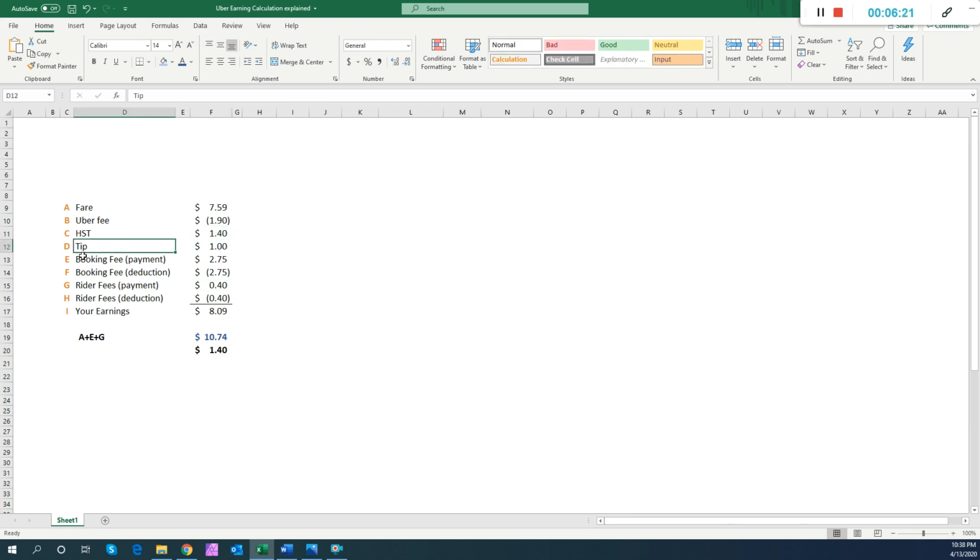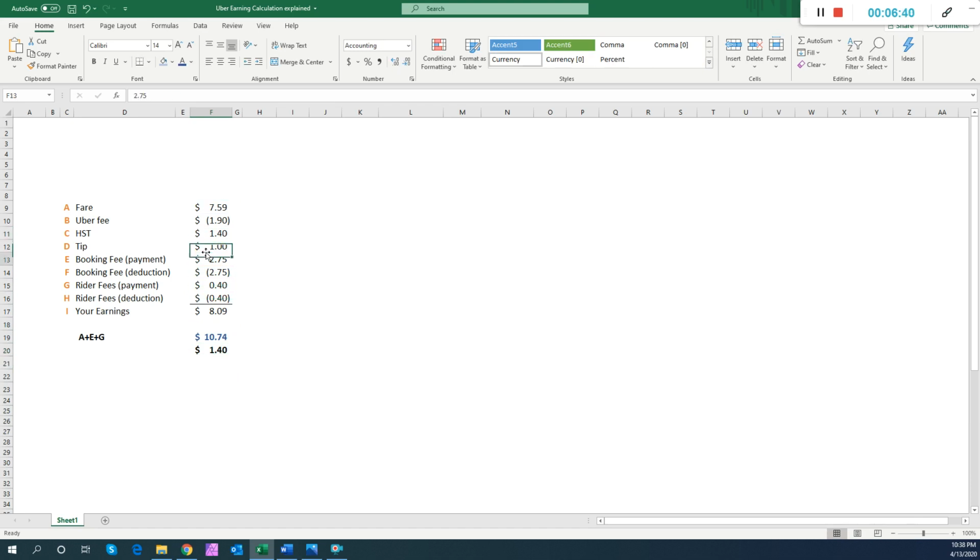The fourth amount is tip. This is the amount that a rider might give the driver, a tip of any amount. Please note that this amount does not become a part of your income or of the amount that you use to calculate the HST.